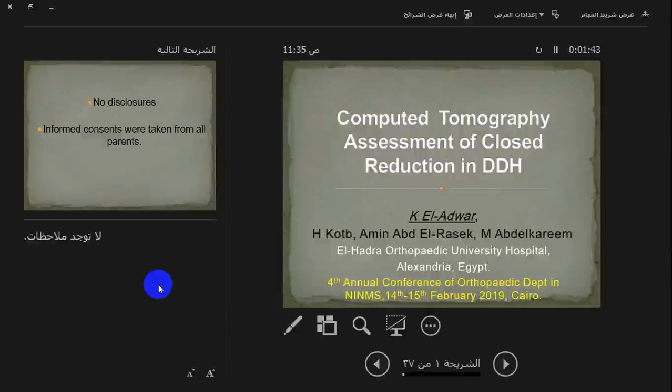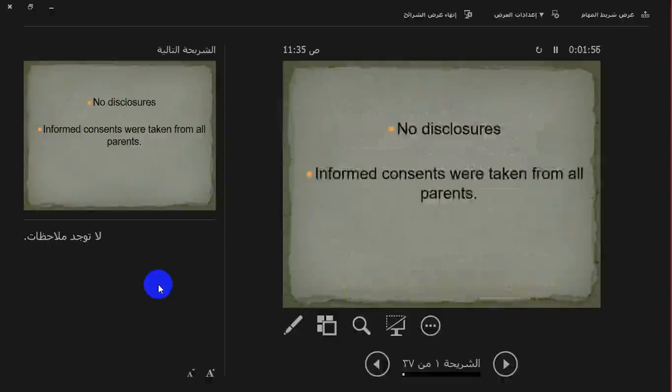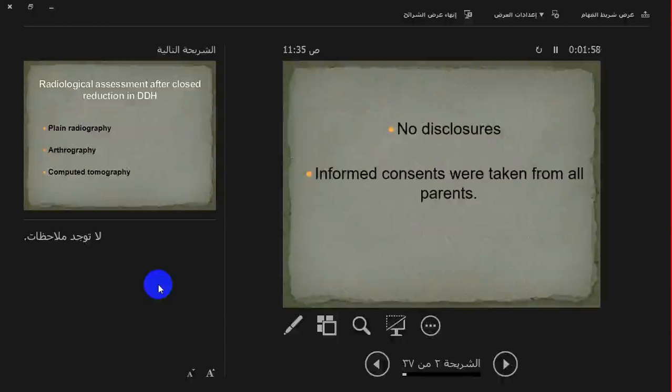شكرا دكتور بهاء. الحقيقه انا هكلمكم النهارده على what was mentioned by Professor يحيى الطراف اللي هو computed tomography assessment of close reduction in DDH. طبعا I acknowledge the help of my colleagues in our department. I have no disclosures and informed consents were taken from all parents.